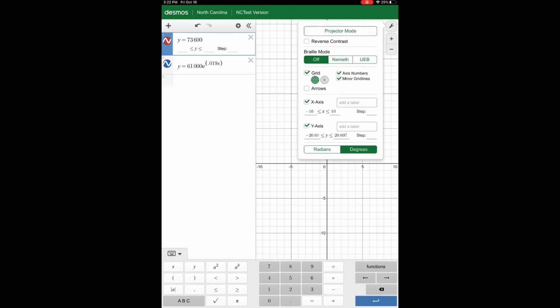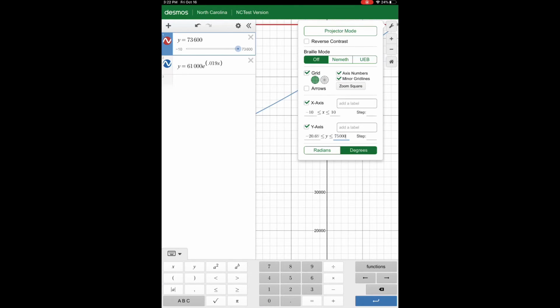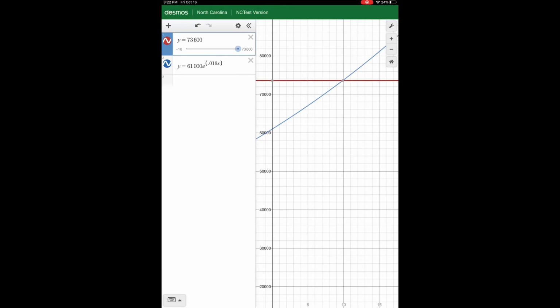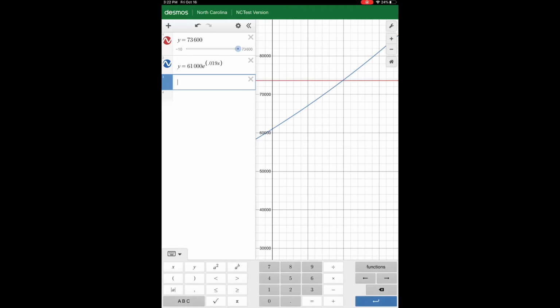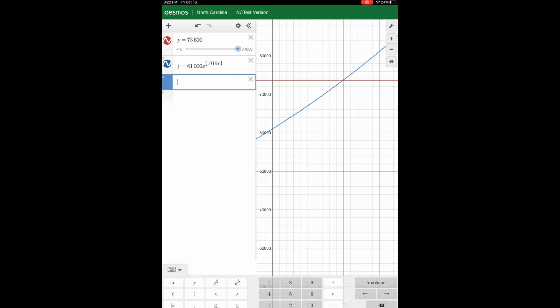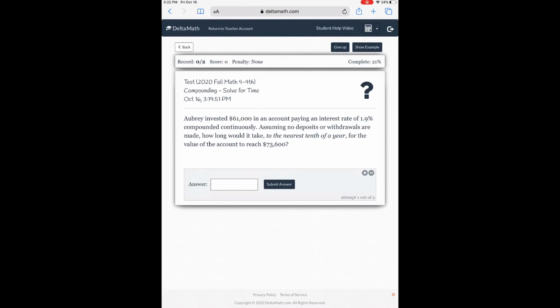It's 73,600. So if you hit the little gear over here in the top corner, and then go to your y-axis, under the y-axis you have basically like an inequality. You have your lowest value here and your highest value here. We'll change your highest value. I'm going to change it to 75,000 and give myself a little wiggle room. When I do that, I can see my graphs, and then I can scroll. So I find that intersection, and my x value here is 9.88.